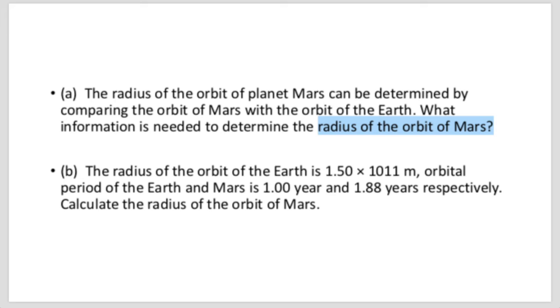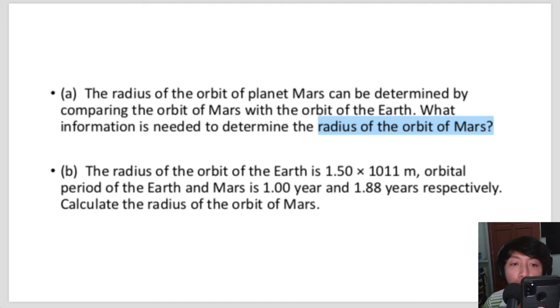So the information that you need, when you answer this kind of question, you have to answer it in the form of a sentence. So the way your textbooks answer this, it writes out this sentence. I'm just going to read it out for you. The orbit of the planet Mars can be determined by comparing the orbit of Mars with the orbit of the Earth.